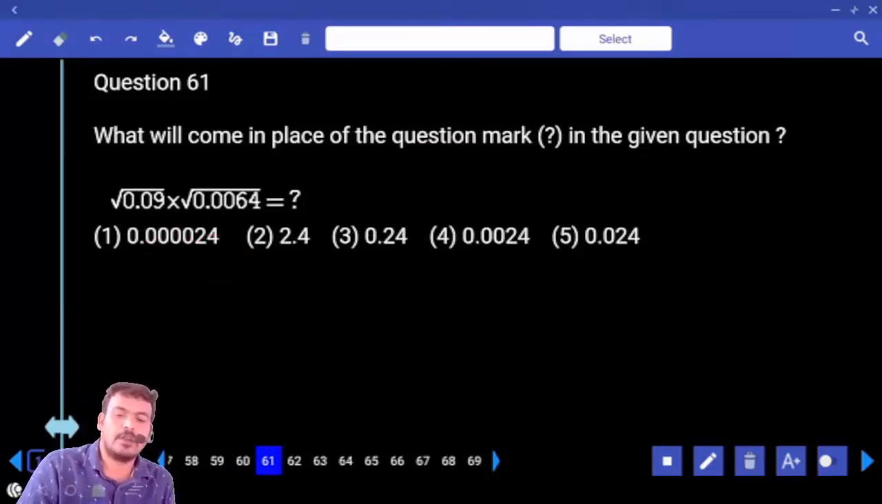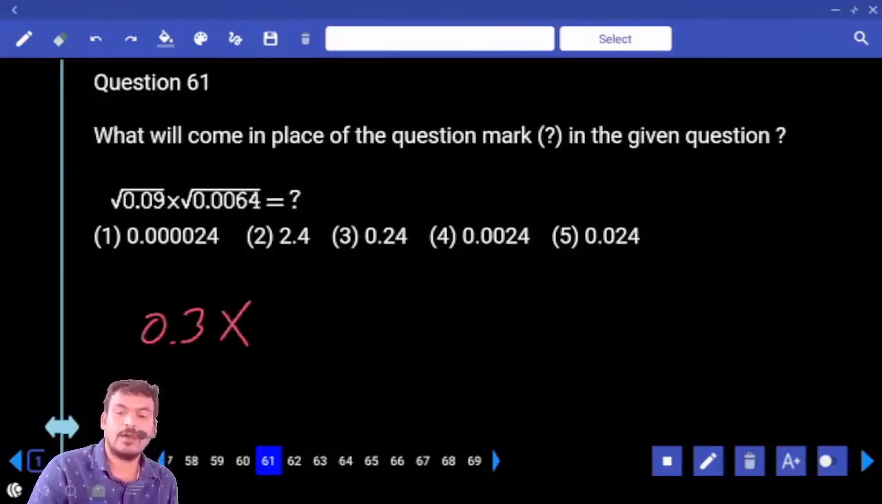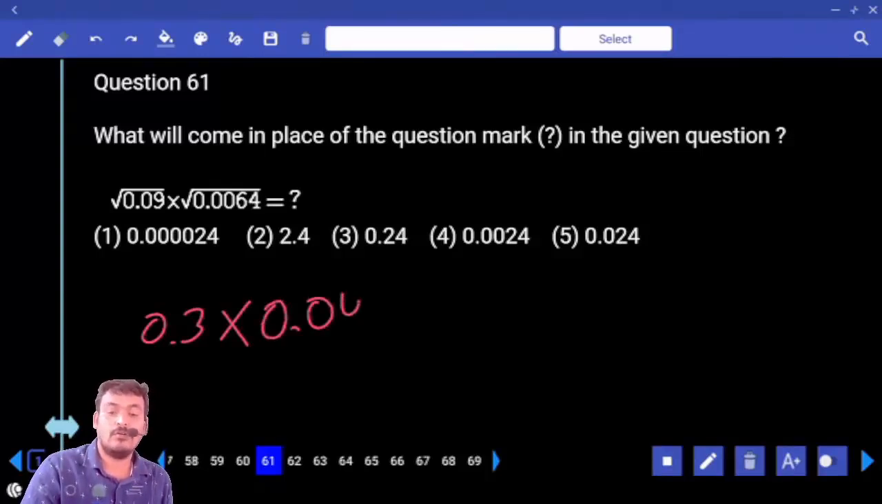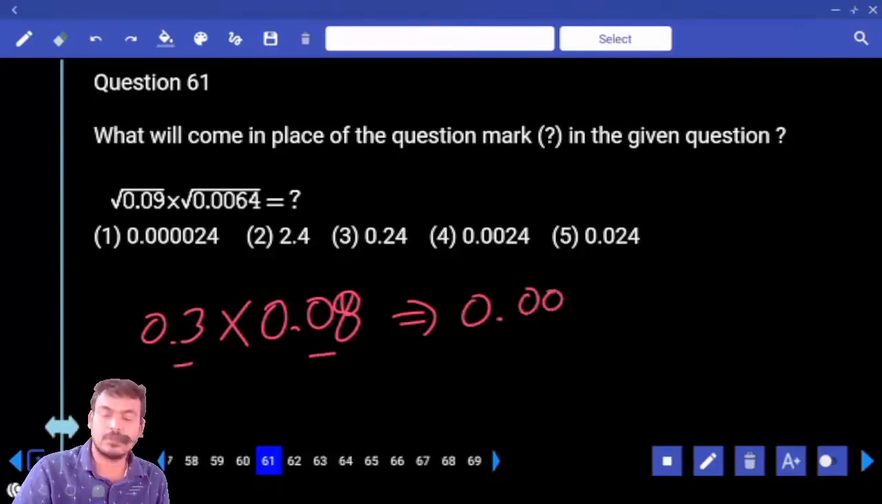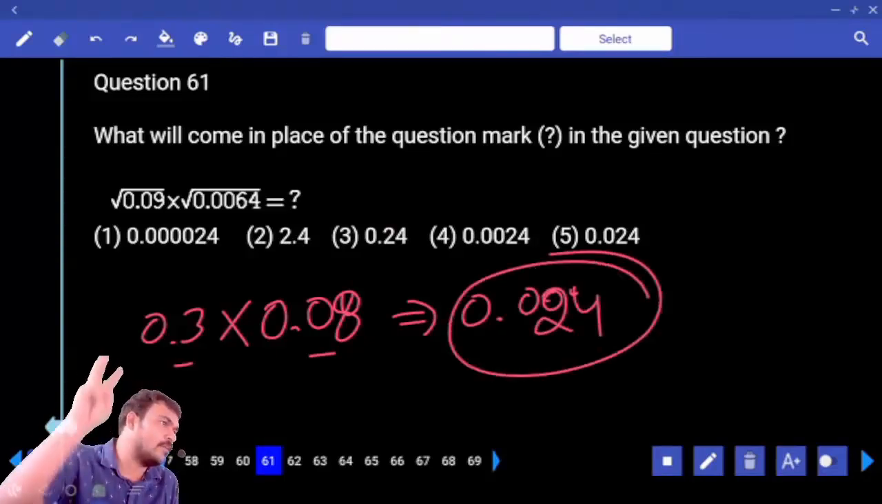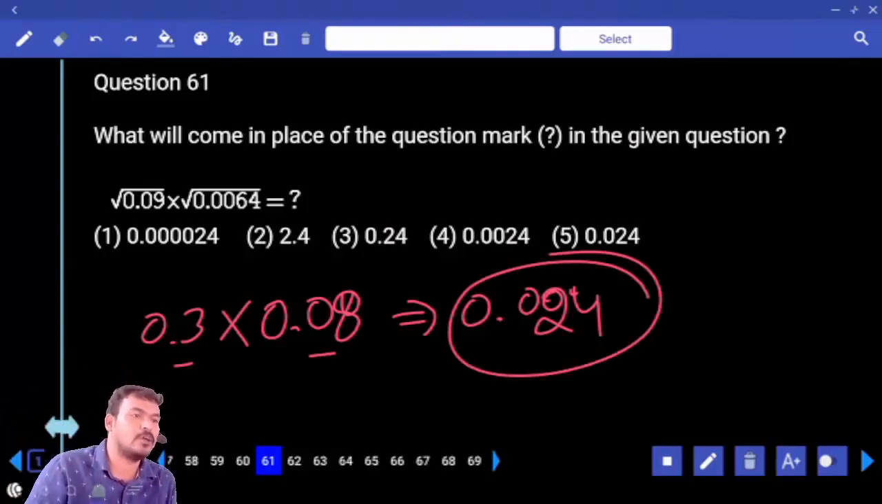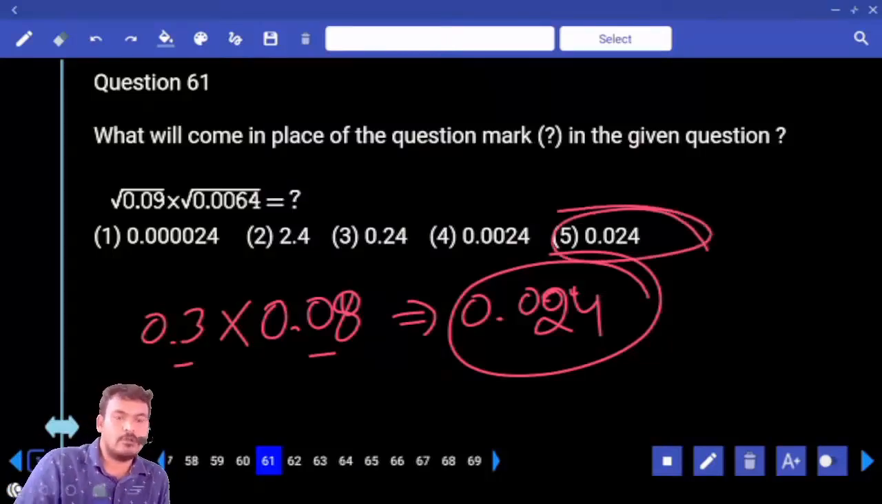Square root of 0.09 into square root of 0.0064. Square root of 0.09 is 0.3. Square root of 0.0064 is nothing but 0.08. 3 times 8, 24. How many decimals? 3 decimals. Then we write 0.024. How many decimal values? 3, or not? 3 8s are how much? 24. Then we are getting 0.024. Which option? Fifth option, or not?